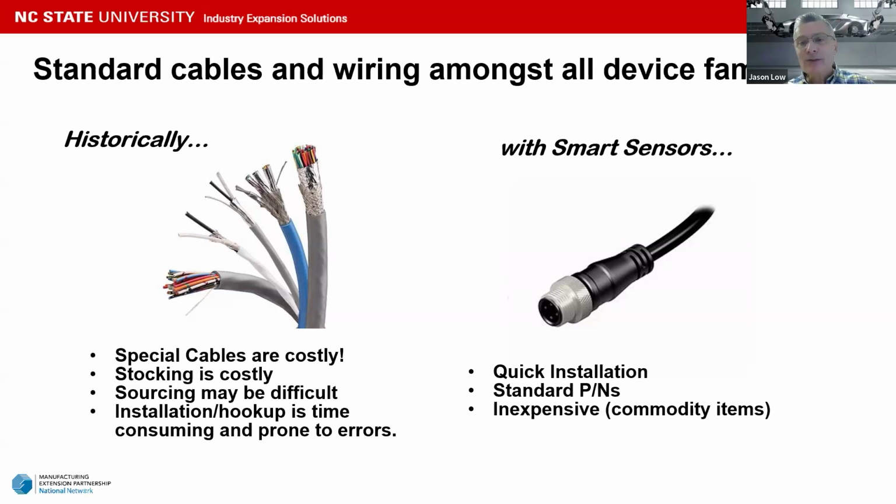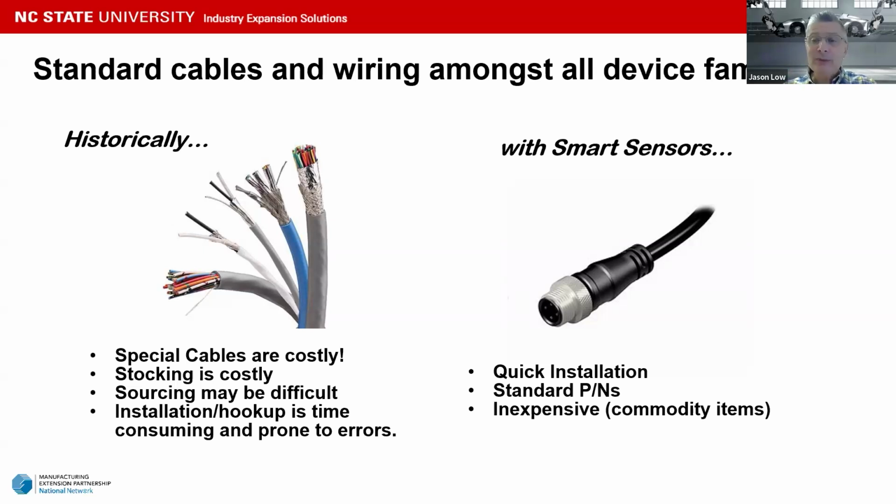So smart sensors, and this is true not just with the IO-Link sensors, but with a lot of the other protocols that are out there, use very simple wiring. Usually it's 3-pin, 4-pin, or 5-pin. And when I say pin, I mean the number of conductors, the copper wire. So we have quicker installation.